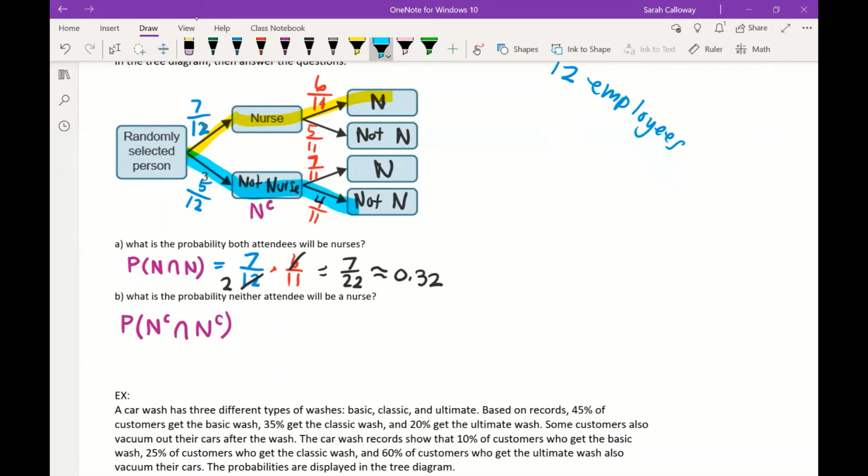So that means I'm going to multiply 5 over 12 times 4 over 11, which I can reduce this one too. So that 4 can turn into a 1, and then that goes in 3 times. So that's going to give us 5 over 33, which is about 15%.